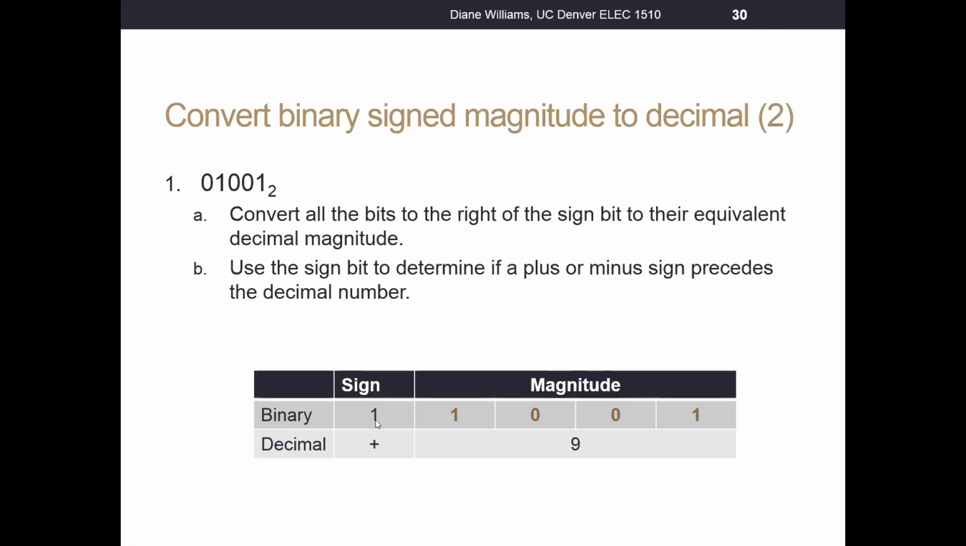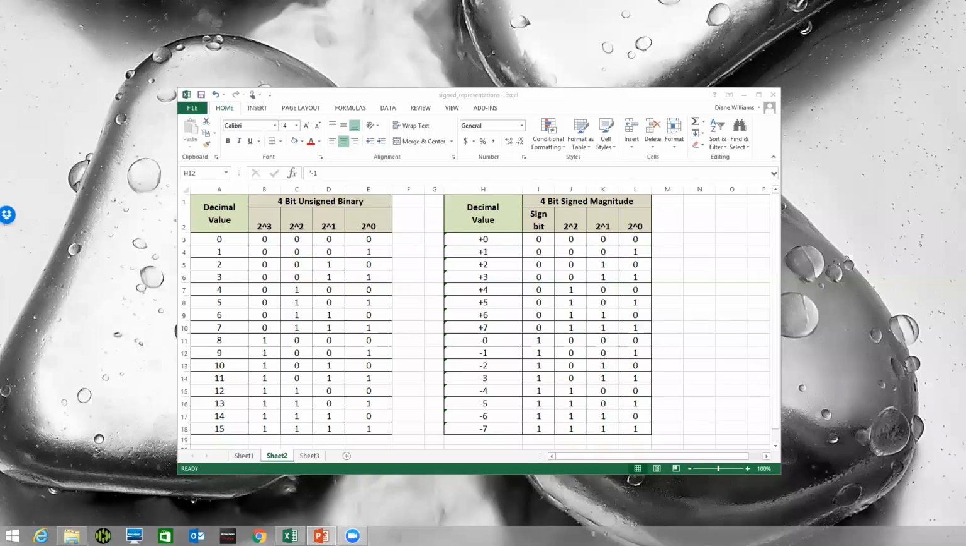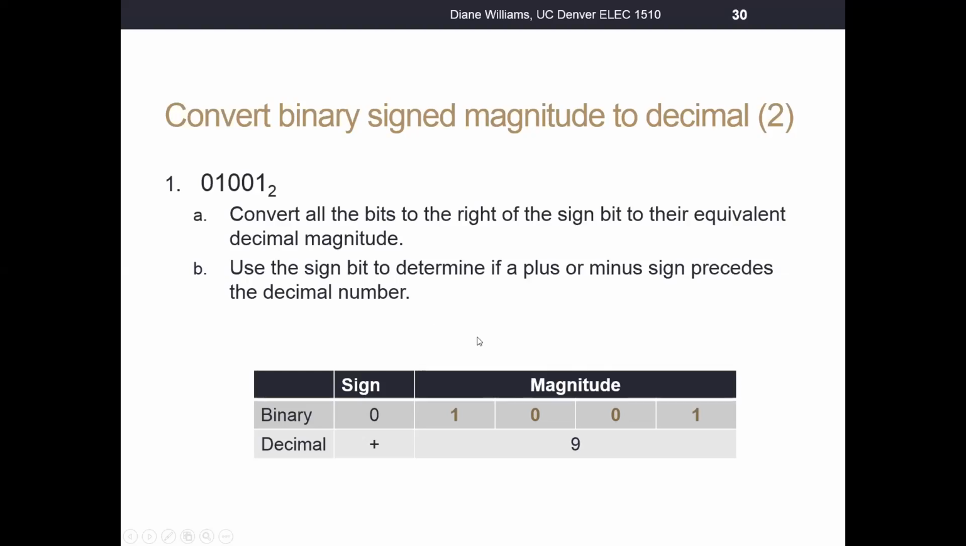Here's another example conversion. We're going to convert this number, which we're told is in sign magnitude form, to base 10, decimal. Once again, we convert all the bits to the right of the sign bit to their equivalent decimal magnitude. So we have these 4 bits to the right of the sign bit. Remember, the leftmost bit is the sign bit. And I apologize, I have another typo here. I copy paste sometimes, and that gets me into trouble.